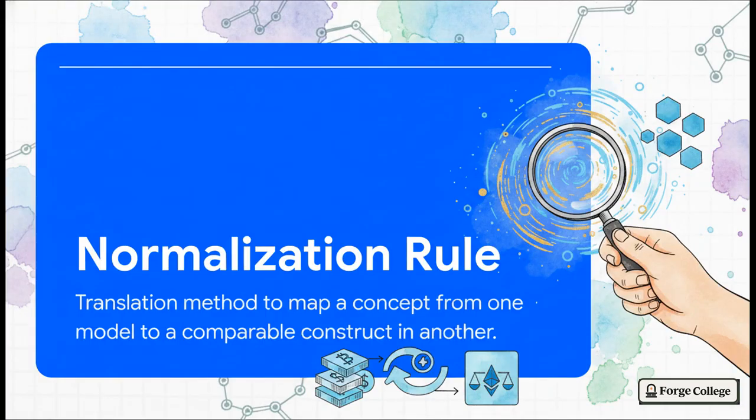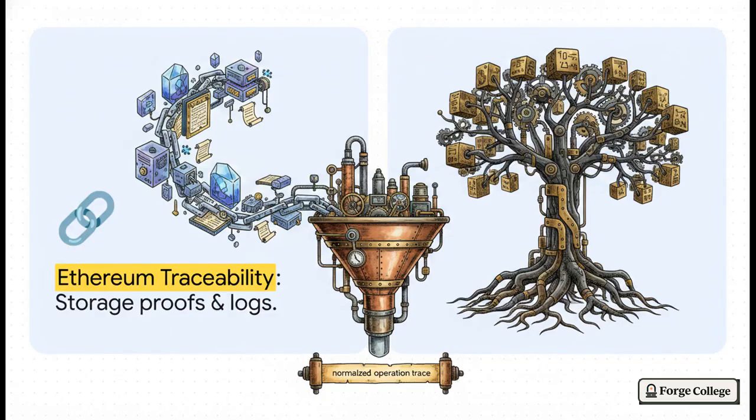To actually achieve that balance, we rely on a normalization rule. Basically, this is an explicit translation method used to map a concept from one account model over to a comparable construct in another. Think of it kind of like a currency exchange rate, but for blockchain data. For instance, you might sum up all the UTXO outputs controlled by a specific locking script at block N just to create an effective account balance. By building this artificial construct, it perfectly mimics an Ethereum account balance, which lets us actually run the math side by side. Let's take a closer look at forensic traceability for a second.